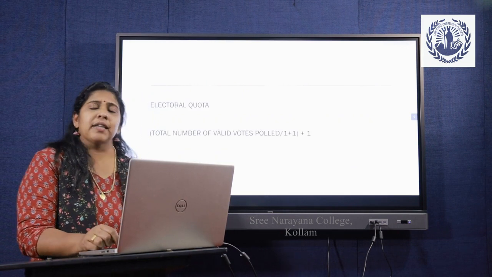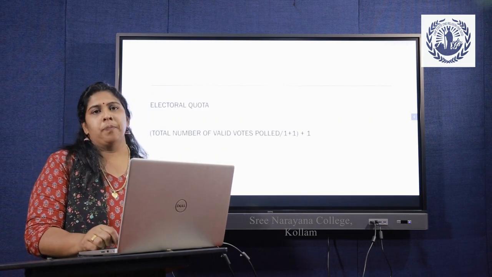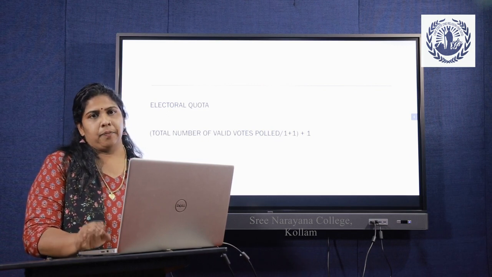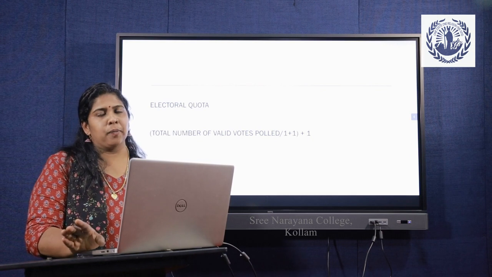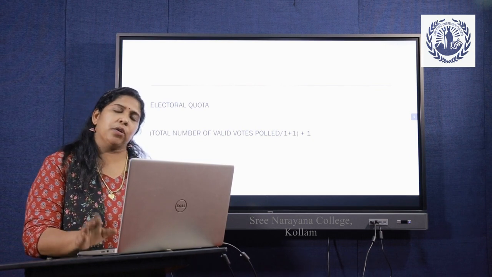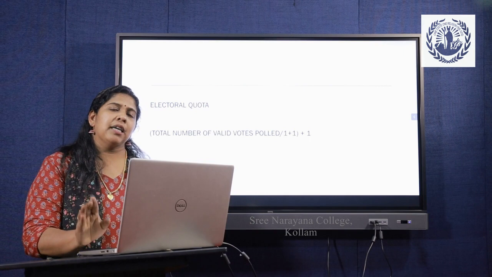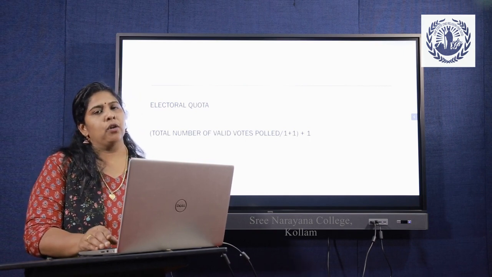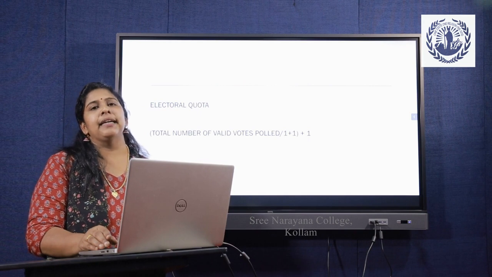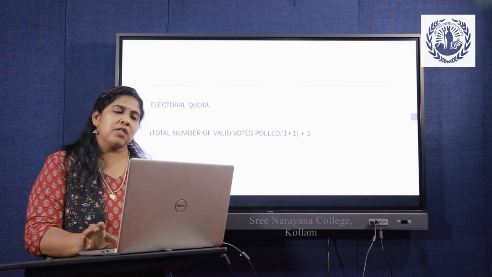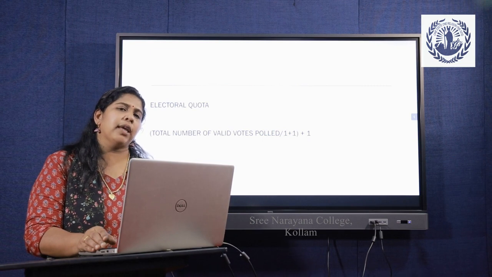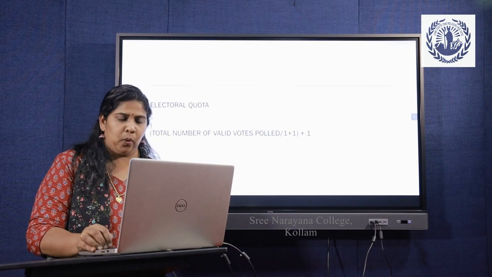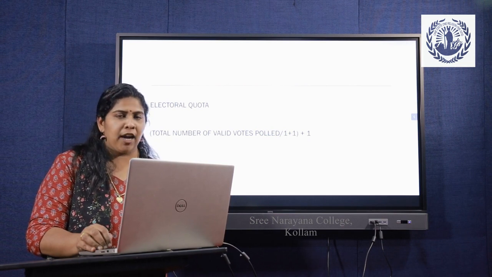And again, there is an electoral quota for the winning of the President. There may be 2 or more candidates, sometimes 1 or 2 candidates. So, to be declared as the President of India, he should satisfy an electoral quota. And how can we find out the electoral quota? It is the total number of valid votes polled divided by 1 plus 1.